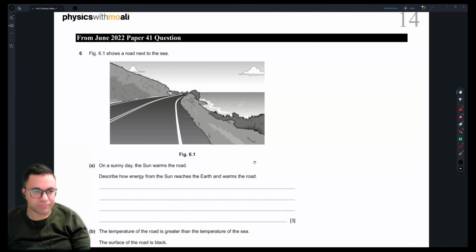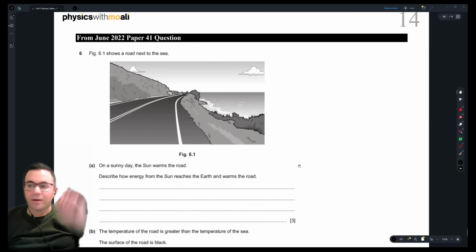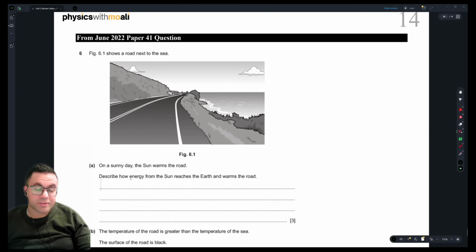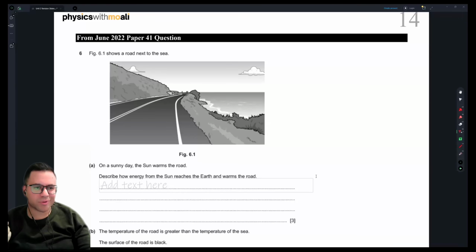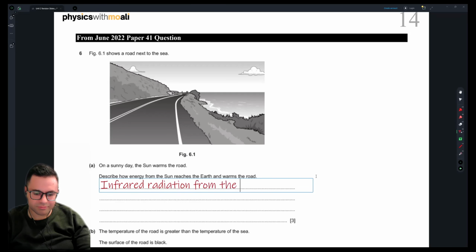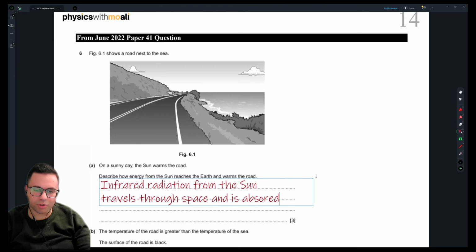Okay? Now, because that's a mark on its own. Sometimes even two. Like radiation is worth a mark, infrared is worth a mark, absorbed by the road is worth a mark. So, by the road.